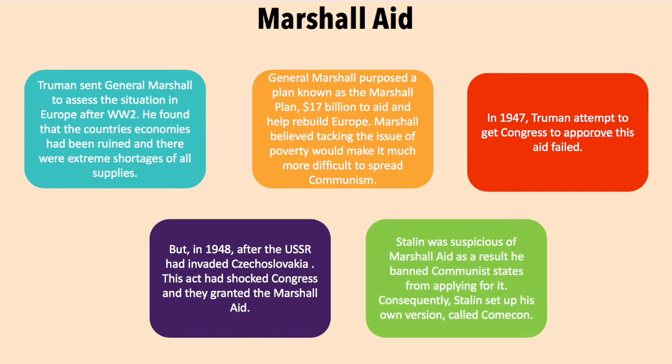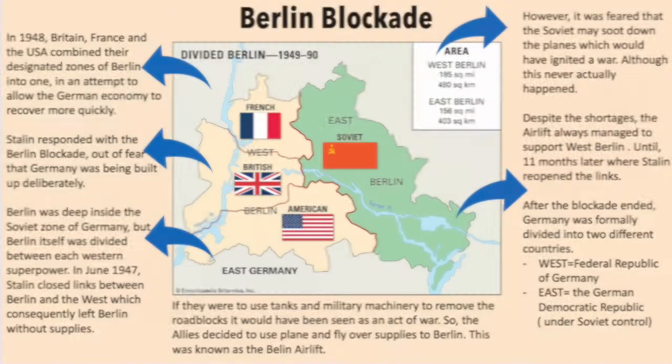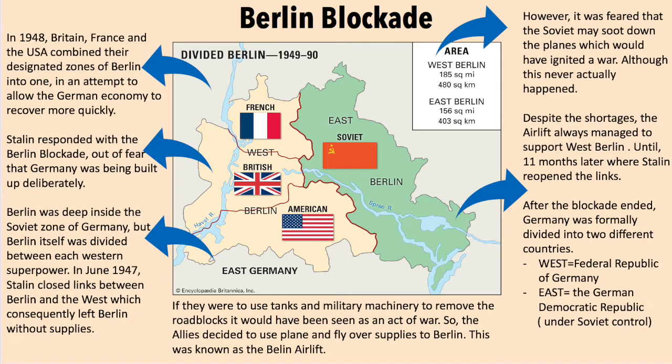Quite a high-level point to say here is that the Marshall Aid was America's attempt at buying the loyalty of the European countries. In 1948, Britain, France and the United States combined their designated zones of Berlin into one, in an attempt to allow the German economy to recover more quickly. Stalin responded with the Berlin Blockade out of fear that Germany was being built up deliberately.